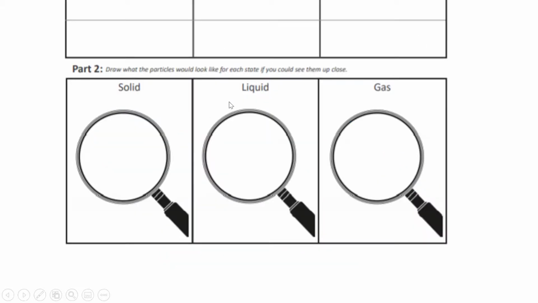Draw what the particles would look like for each state if you could see them up close. So what would the solid particles look like, which we just looked at? Liquid particles, what would they look like? And the gas particles. And I also want you to think about what they would look like if you were a particle.